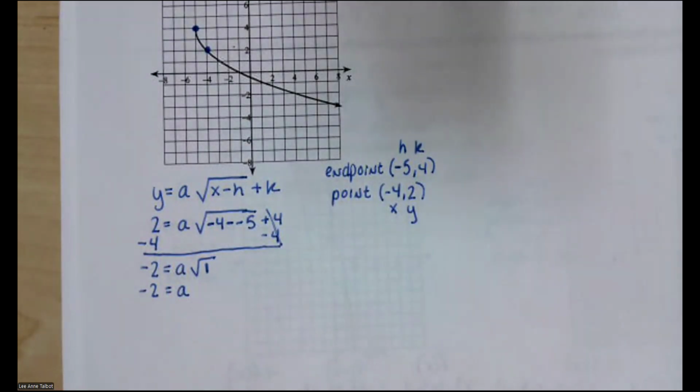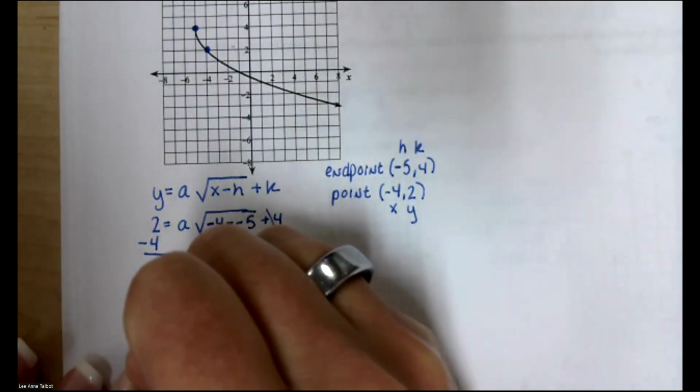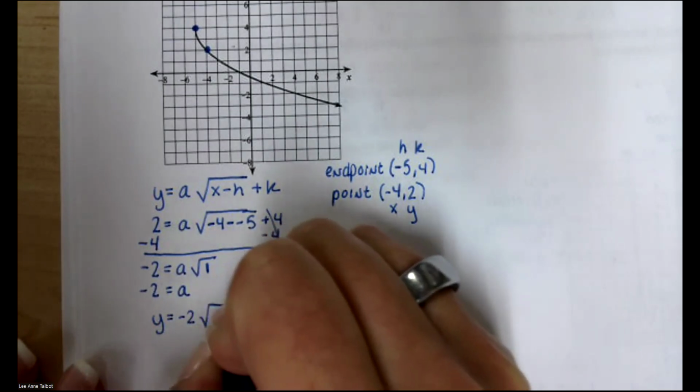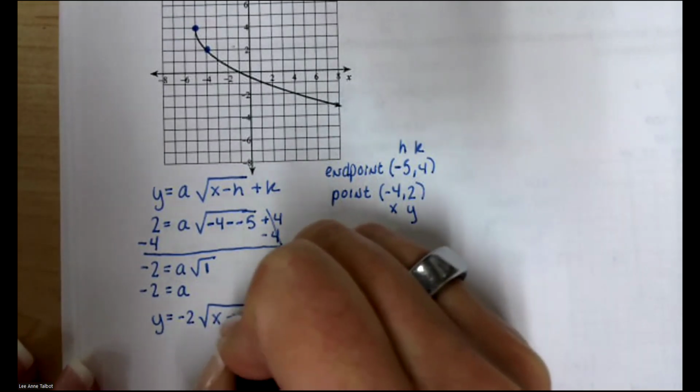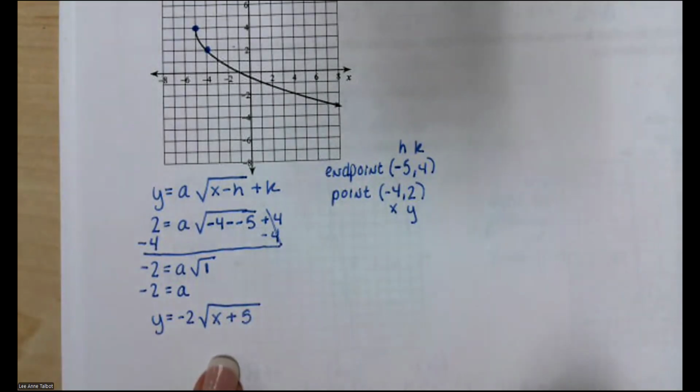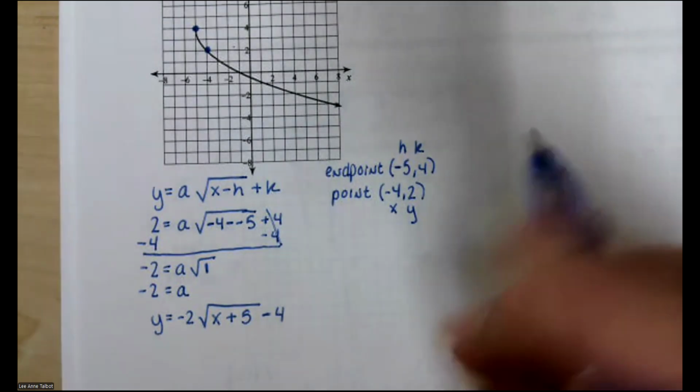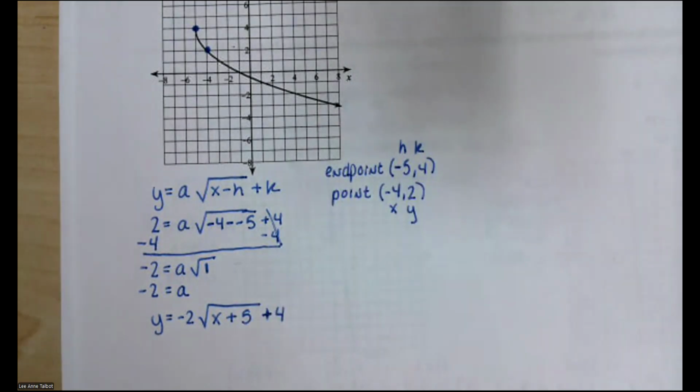Square root of 1 is 1. Are you guys with me so far? Yep. Okay, so now we write the equation. Y equals -2 square root x plus 5, opposite, yep, minus 4 outside, plus 4 outside. Look, I almost made a mistake in my own review notes. Okay, so that's the equation.